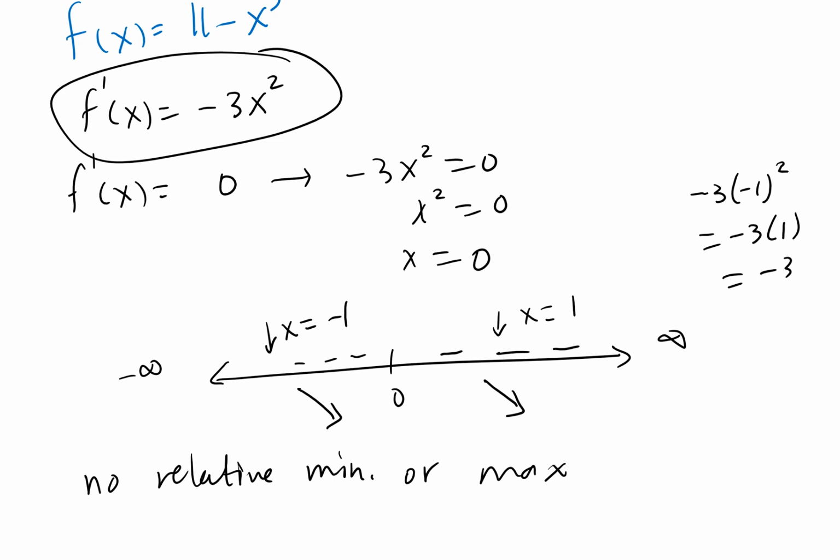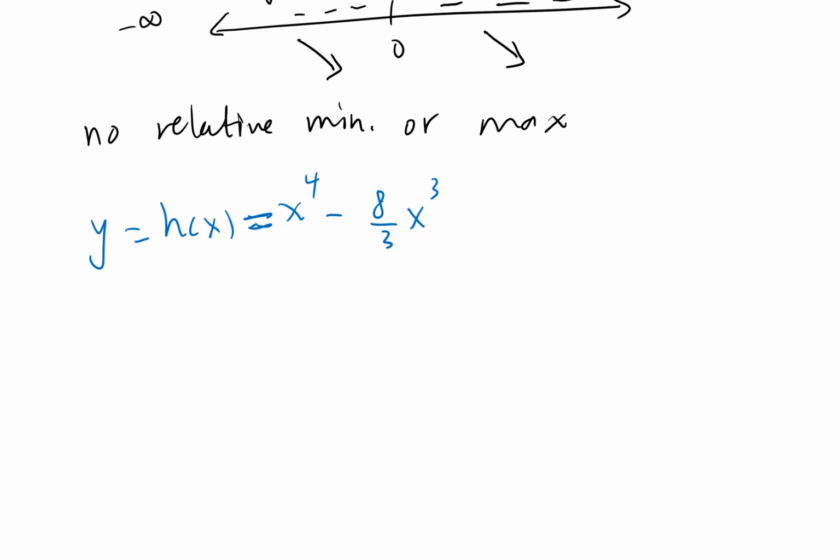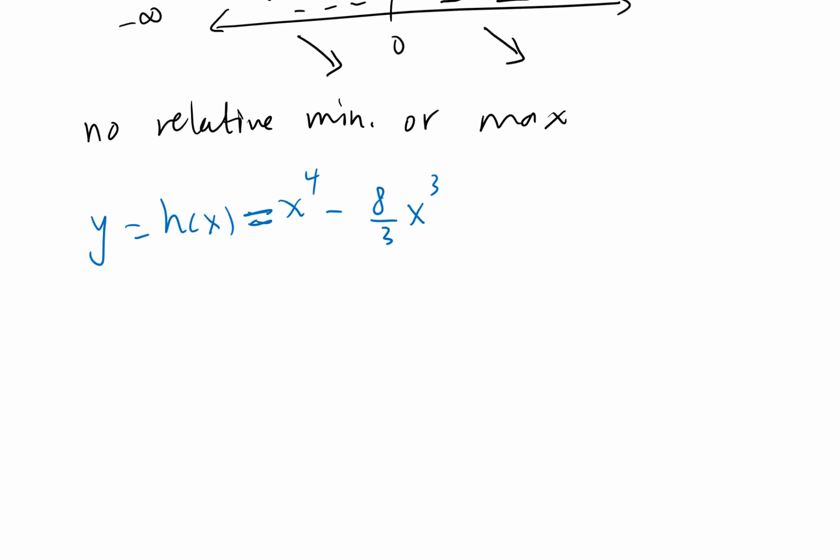How about another one? y equals, let's call it h of x, x to the fourth minus 8 over 3 x cubed. Then find the relative min and max, or relative extrema. How do you do that? We find y prime, which is 4x cubed minus 8x squared.